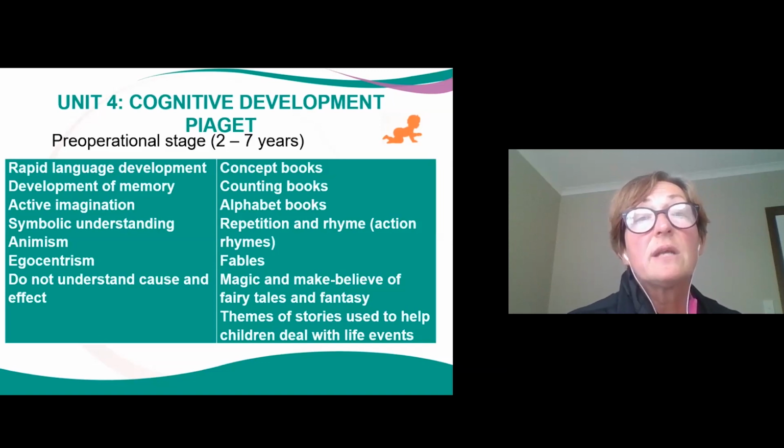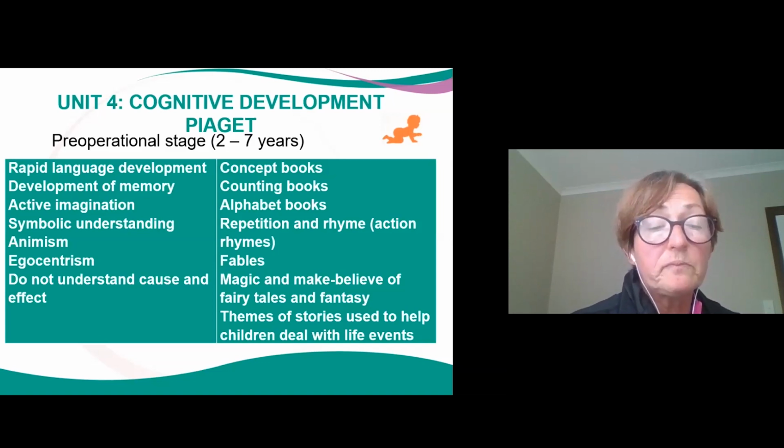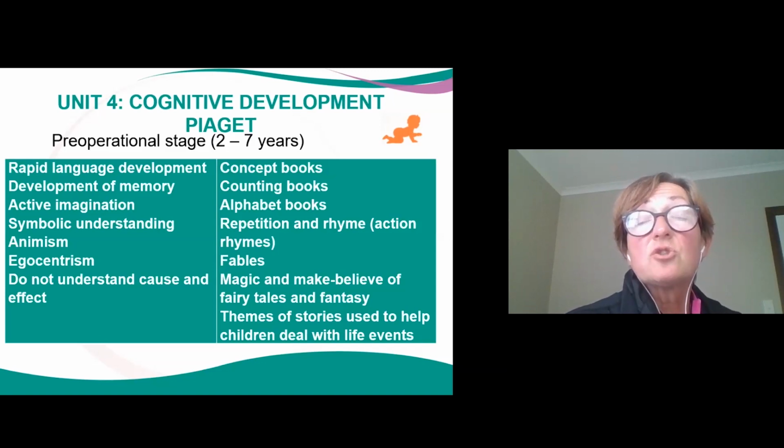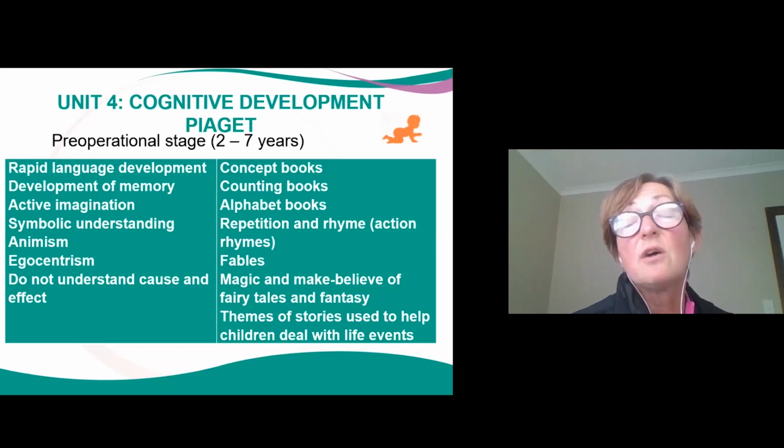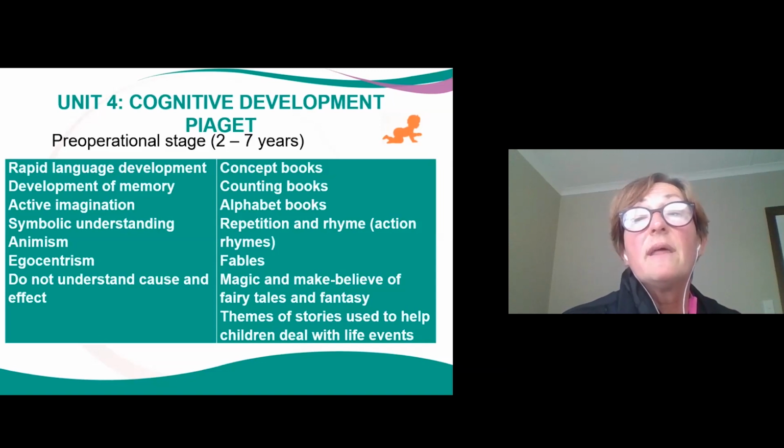So the kind of books that will be appropriate at this stage: still concept books, but as they start counting and learning the alphabet, letters, emergent literacy, you will also need to include counting books and alphabet books. They love rhymes, especially action rhymes, and the repetitive nature of rhymes. So this is one of the best books that you can give them or read them, rhymes.